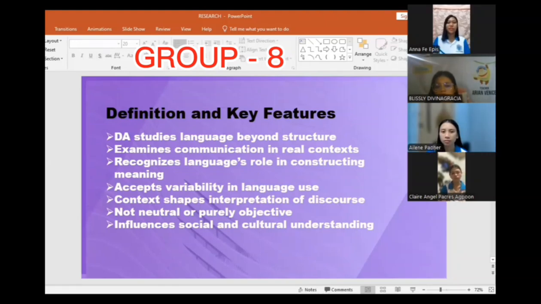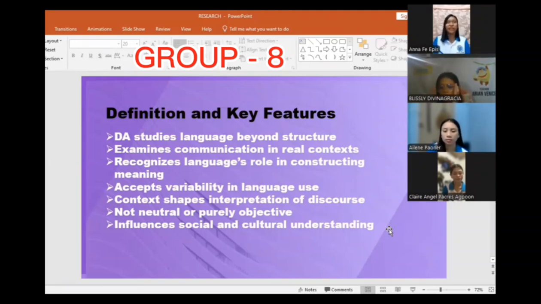Traditional linguistics doesn't just study sentence structure. It looks at how language is used in conversation. It examines communication in real-life context. The DA focuses on language as it is spoken and written in everyday interaction, not just in textbooks. It recognizes language as a meaning-making tool. So words and phrases don't just describe reality. They shape how people understand it.